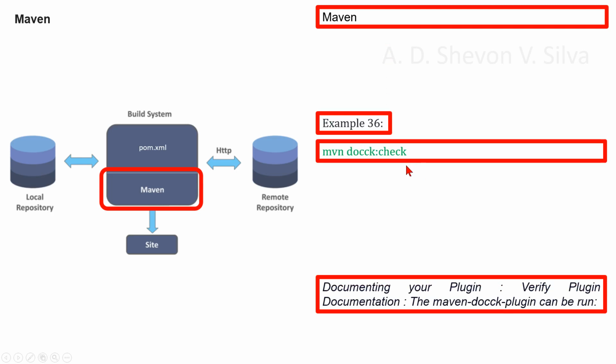Here you can see verify plugin documentation in documenting your plugin. The Maven docck plugin can be run here. The Maven docck plugin checks that the project complies with the plugin documentation standard. You should verify that all plugin documentation respects this standard. The Maven docck plugin can be run here.